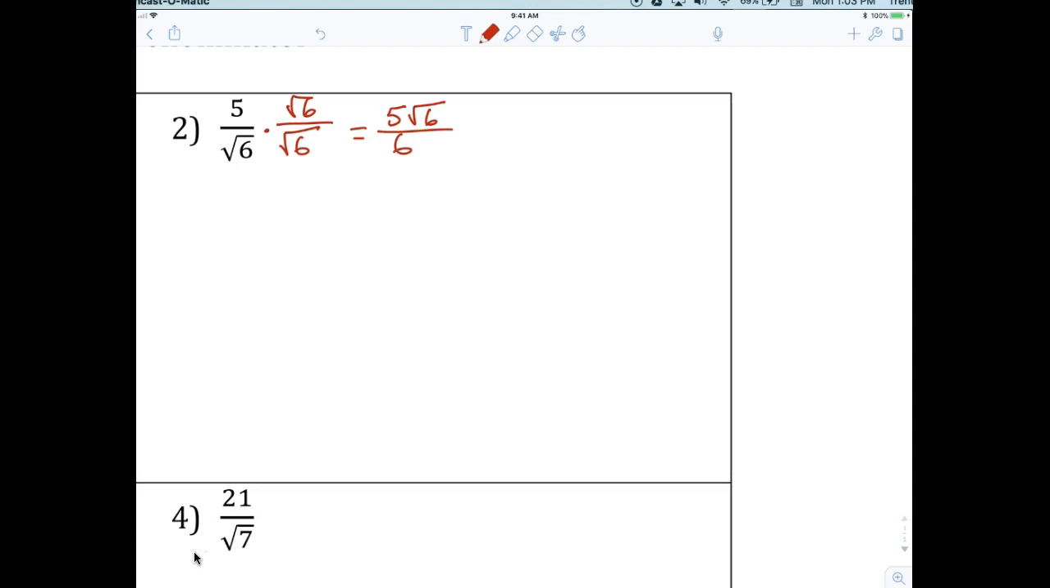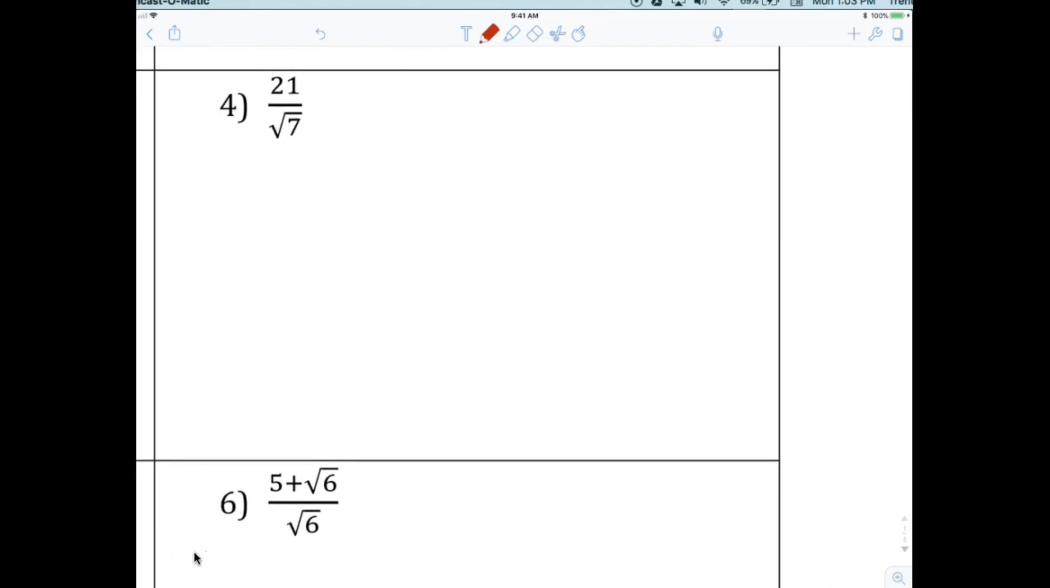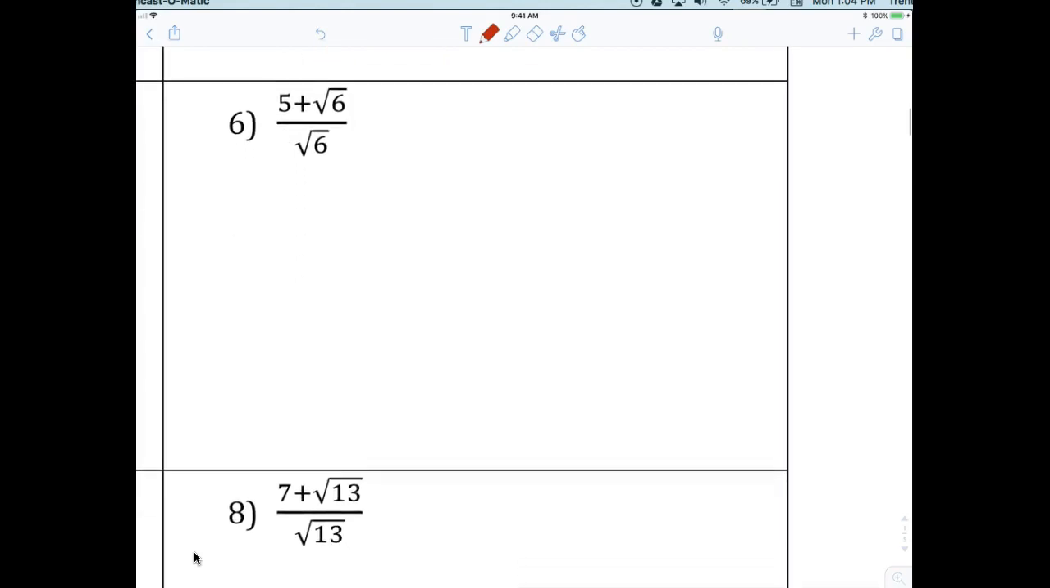So that's all we do? Question number 4. I have a square root of 7 on the bottom, so I'm just going to multiply the top and bottom by the square root of 7. When I do that, I end up with 21 radical 7 over 7. However, this time I can reduce the fraction. The 21 and the 7 reduce, and that just becomes 3 radical 7. Very straightforward. Let's take a look now at question number 6.